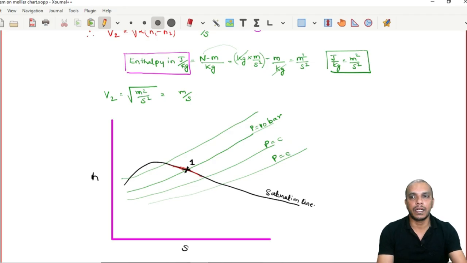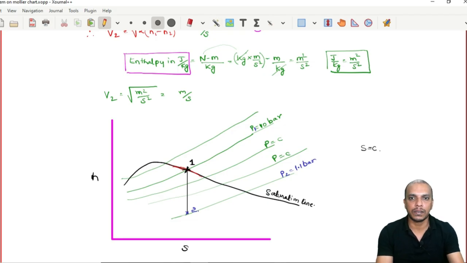Then we say that it expands in a nozzle. A nozzle is a device where pressure drops, and entropy remains constant. So what we have to do is drop a vertical line. Till where? Till the pressure becomes 1.1 bar. This was our P1, 10 bar, so P2 is 1.1 bar. Let us mark this point 2. This is what we are going to do in the HS plot.